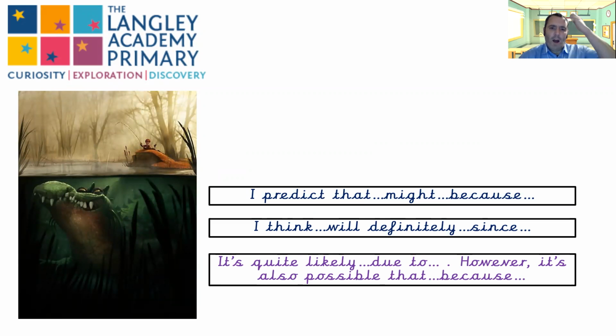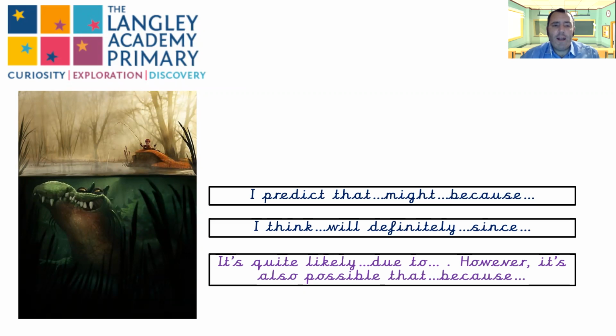So I predict that something might something because something. I predict that the monster might eat the boy because he's hungry. I think something will definitely something since something. I think the boy will definitely be shocked since he was trying to catch fish even.